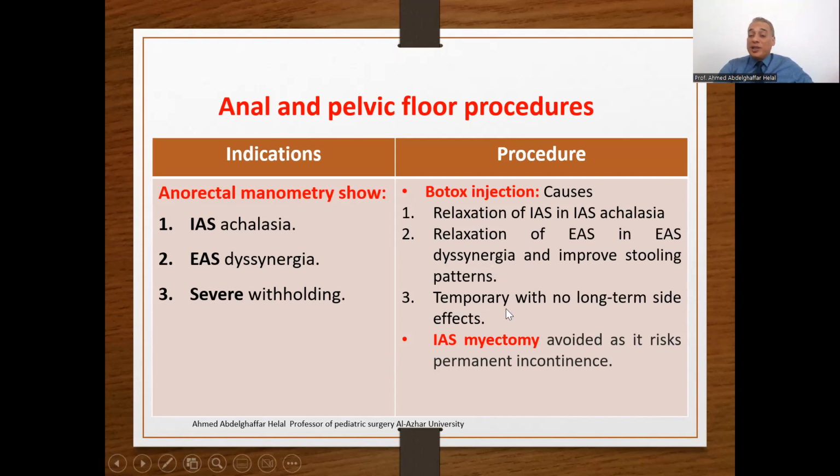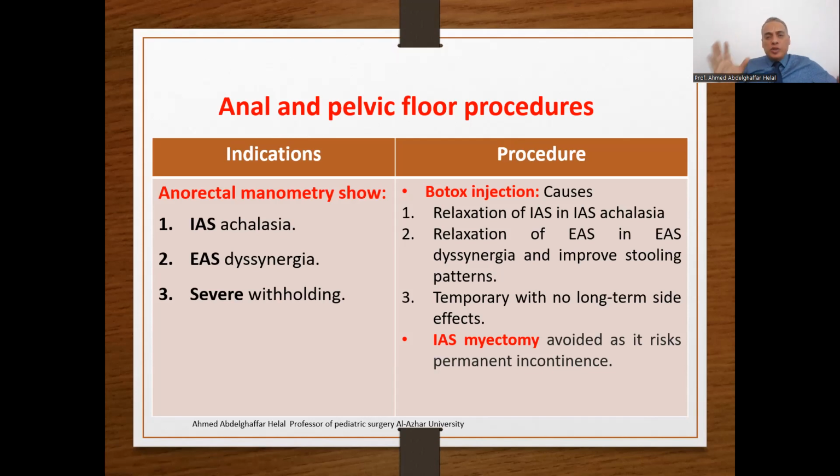Its effect is temporary with no long-term side effects. The child may need a single injection or may need the injection repeated twice or more. However, internal anal sphincter myectomy is avoided as it risks permanent incontinence. As the problem is functional, it will be solved with botulinum toxin injection. So the first category of surgery is anal and pelvic floor procedure. The problem of the child may be solved with a very simple solution.